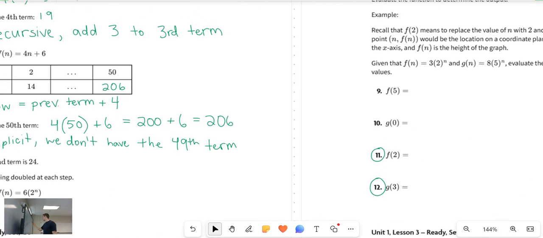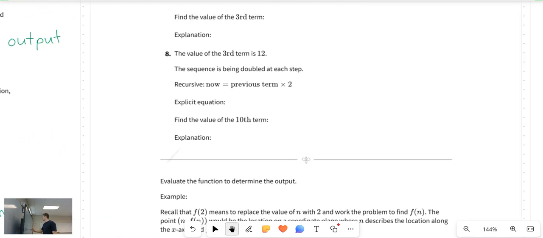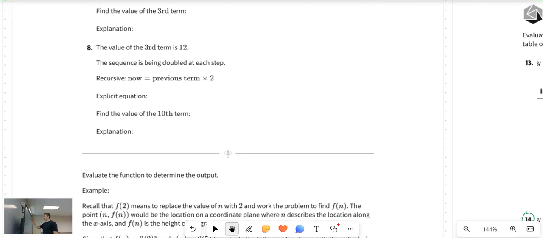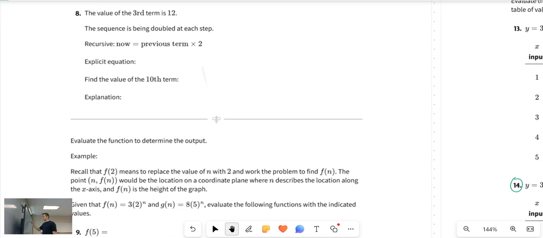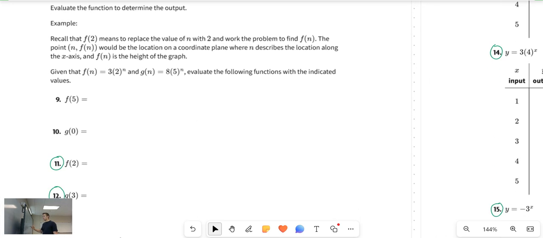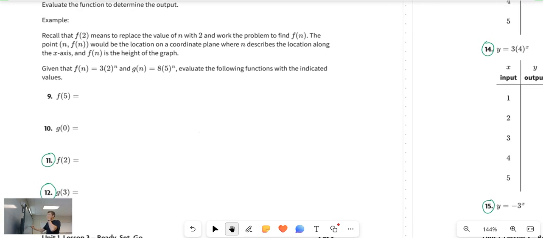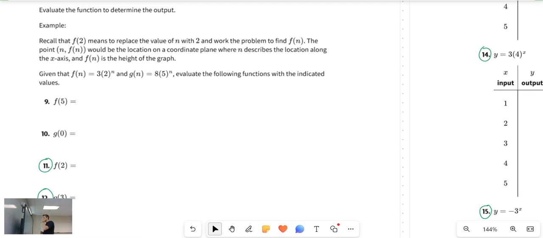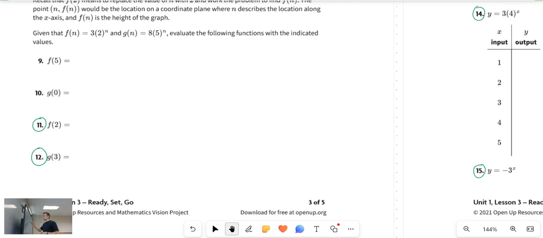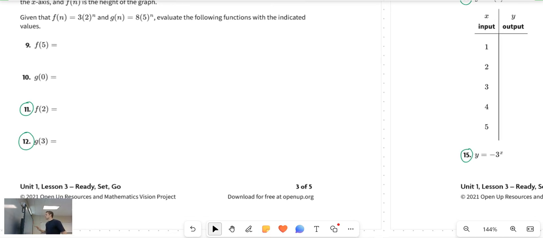Nothing left on this page, so we go over and up. Here we go. So this is number 8. We're skipping that one. Down all the way. All right, here we go. Instructions: evaluate the function to determine the output. All right, evaluate the function to determine the output.